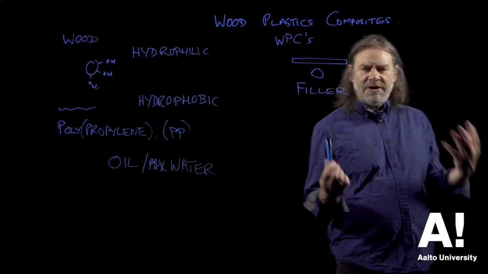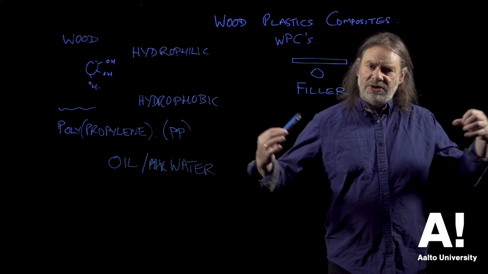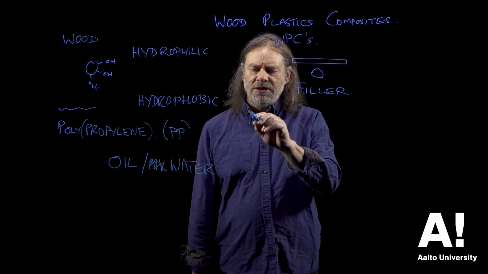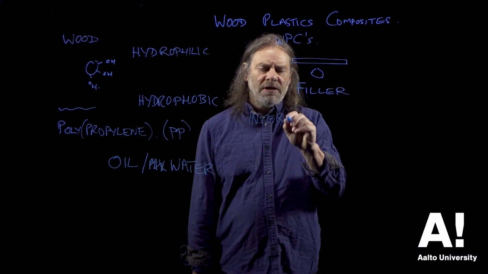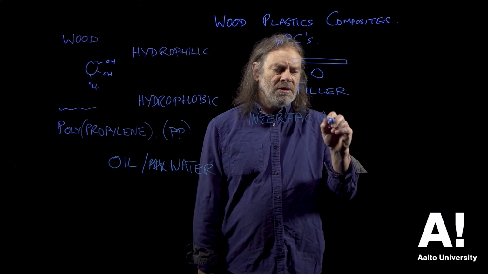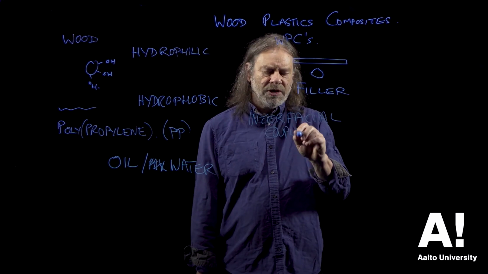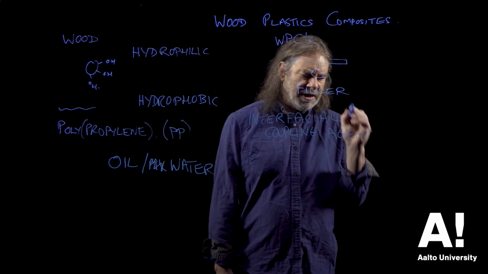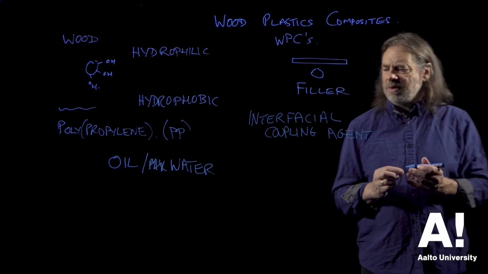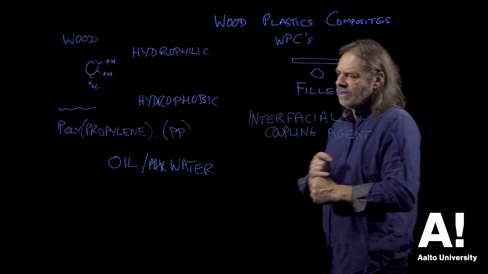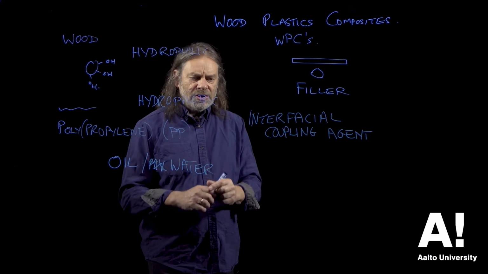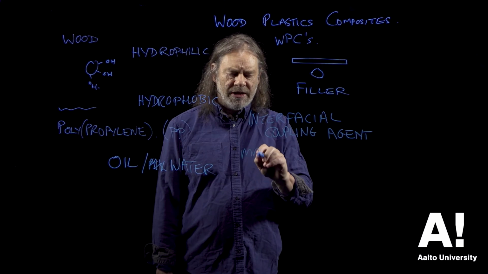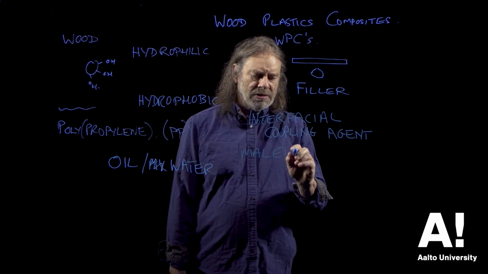So we have to encourage the wood particles to interact with the polymer. And the way that that's done is to use something called an interfacial coupling agent, a very common strategy in composites, and also a strategy that's employed by nature, because of course that's the role the hemicelluloses play in the wood cell wall, which is itself a composite. And the most commonly used interfacial coupling agent for wood plastic composites is maleic anhydride.